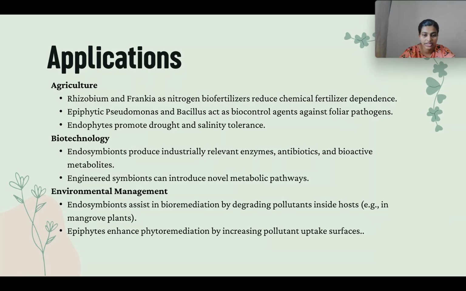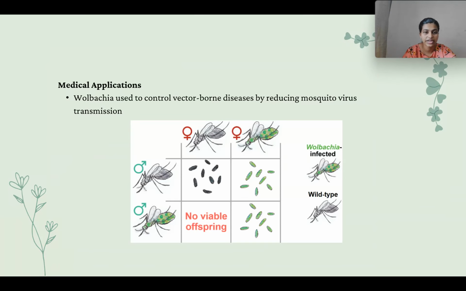For environmental management, endosymbionts contribute to bioremediation, breaking down the pollutants in the plant host, etc. Epiphytes enhance phytoremediation by increasing the surface area for pollutant uptake and transformation. In medicine, Wolbachia is used to control vector-borne diseases by reducing mosquito virus transmission. It is a suitable method for vector control also.